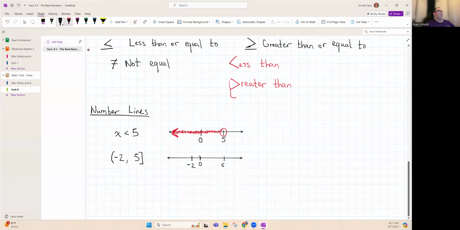Okay, so the way you could do this is since the -2 has a parentheses, let's put a parentheses at -2. 5 has a bracket, so we're going to put a bracket at 5. And then we're going to just shade in between. There's your solution set.